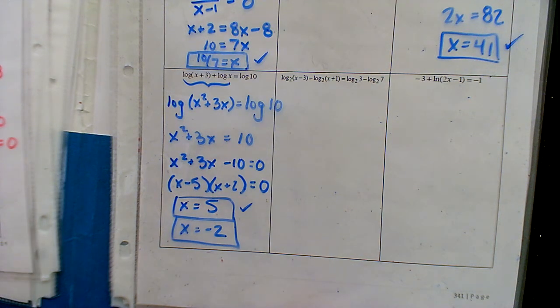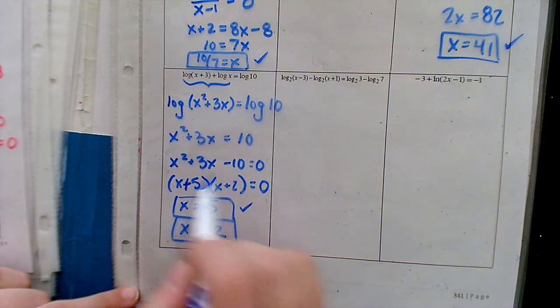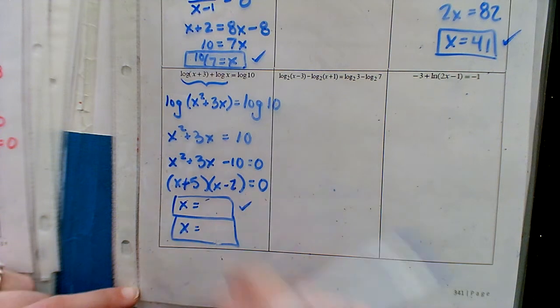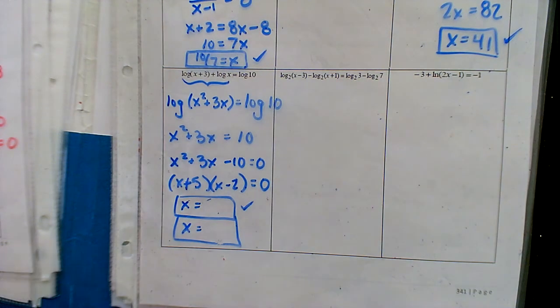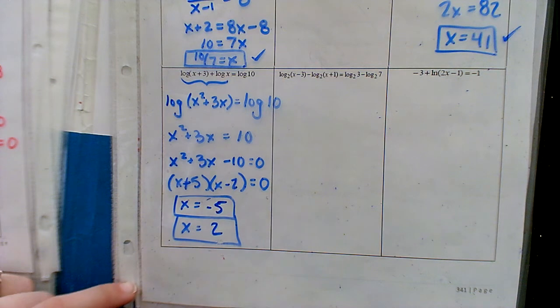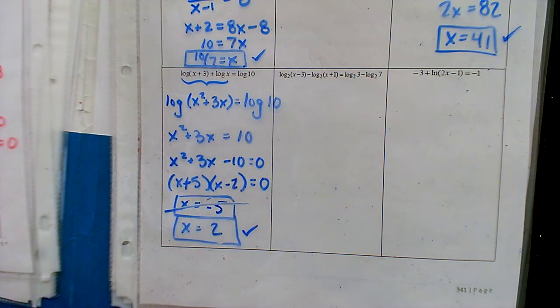I was just looking at negative x plus 5. Oh, we got them flipped up. There we go. I knew those were the right numbers, just the signs were in my head. Okay. So negative 5, 2. So then that would make 2 the solution and negative 5 not a solution. That's okay.